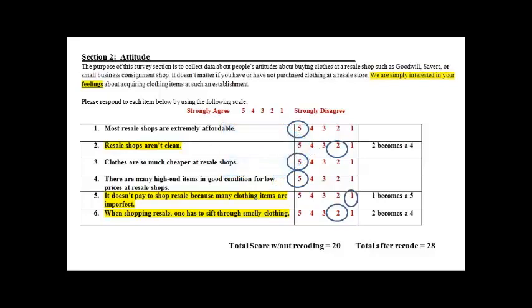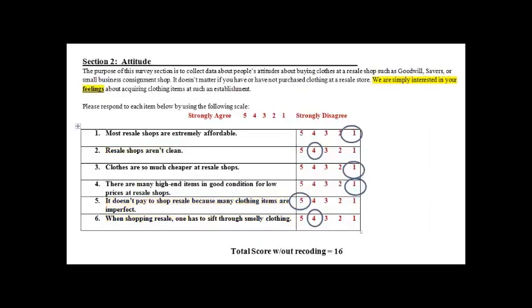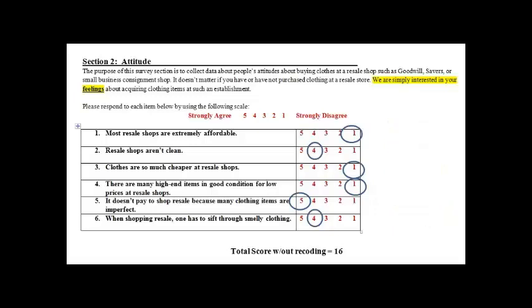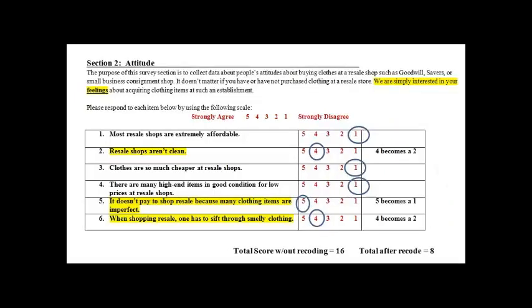In comparison to someone who has a negative attitude toward buying clothes at a resale shop, here we see the answers of a negative person before the instrument is recoded, and we see their total score is a 16. But if we look after we recode the negative items, and notice that once again we flip-flop the answers, so the 4 becomes 2, the 5 becomes 1, the 4 becomes 2, and their true total score is actually an 8. They have a low attitude about buying clothes at a resale shop.